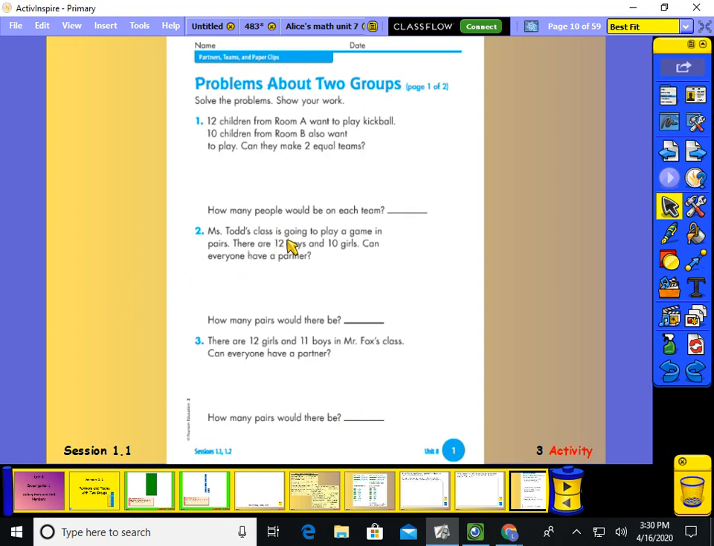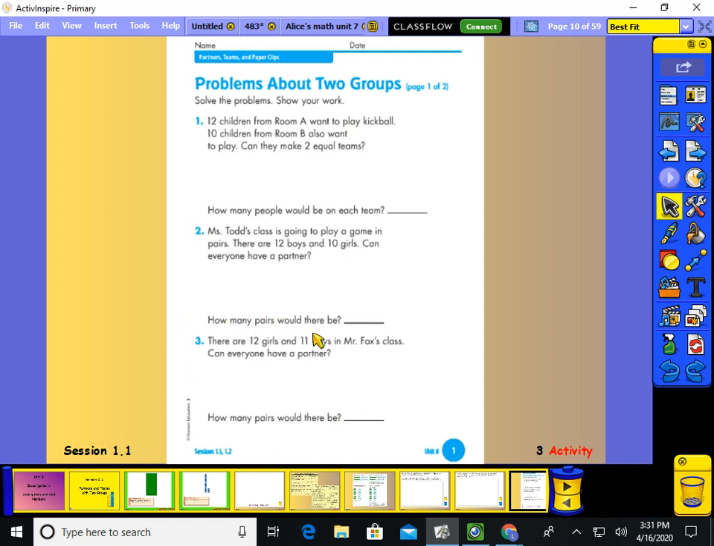Number 2 said Miss Todd's class is going to play a game in pairs. There are 12 boys and 10 girls. Can everyone have a partner? Again, if we stop and look at the numbers, 12 is even, 10 is even. It doesn't matter what the answer is. If I'm being asked if they can still have a partner, the answer is going to be yes, because adding an even number to an even number is going to create an even answer. And even answers always have partners. There won't be a student left out without a partner.